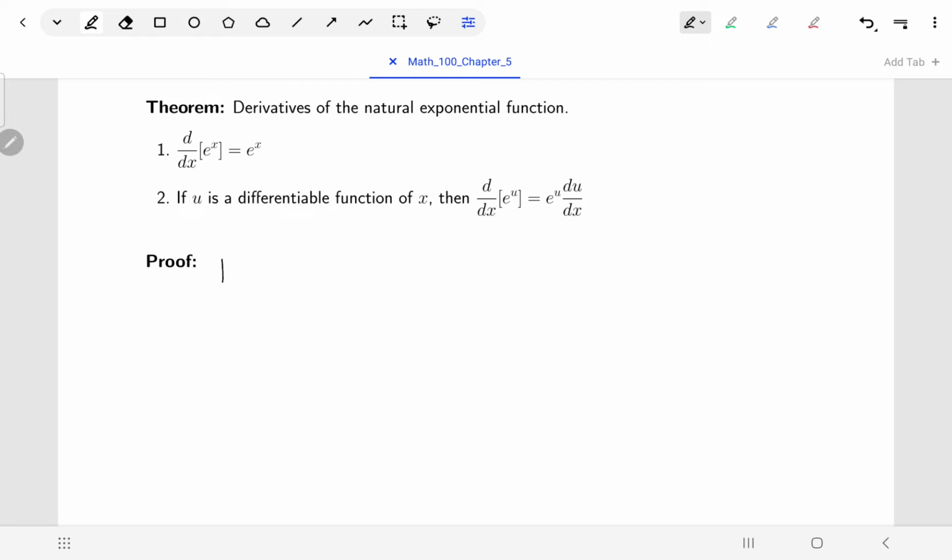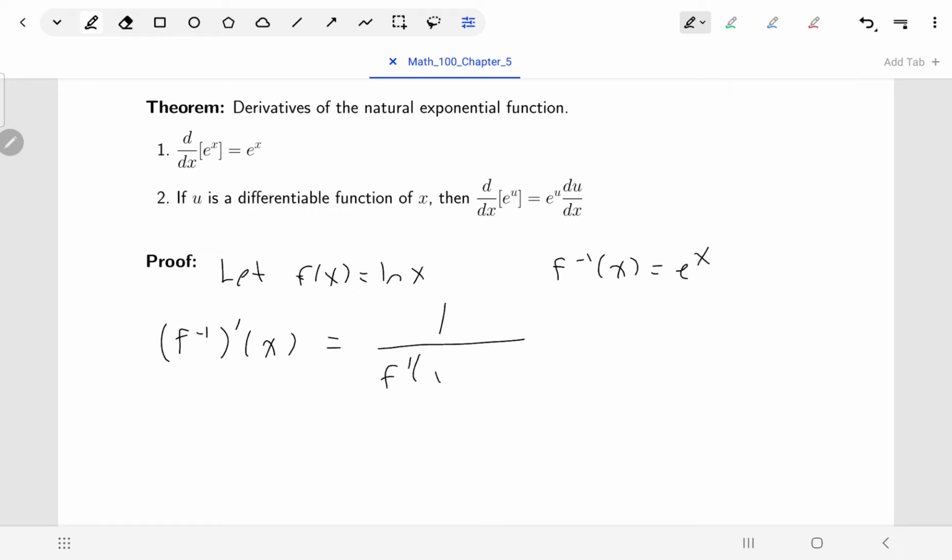So let's suppose we've got f of x being our function natural log of x, and let's say we're interested in our inverse function e to the x. What we want to know is what is the derivative of e to the x. And the previous theorem said that would be 1 over f prime of f inverse. In other words, 1 over f prime of e to the x.